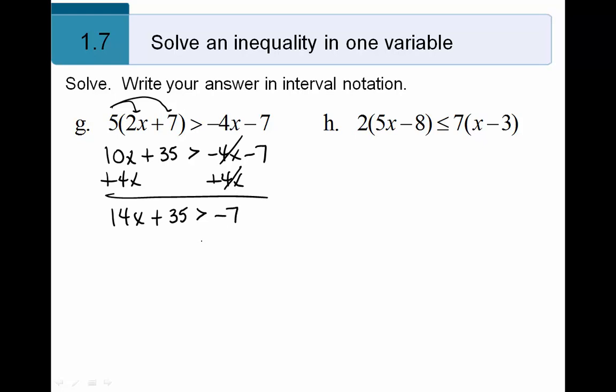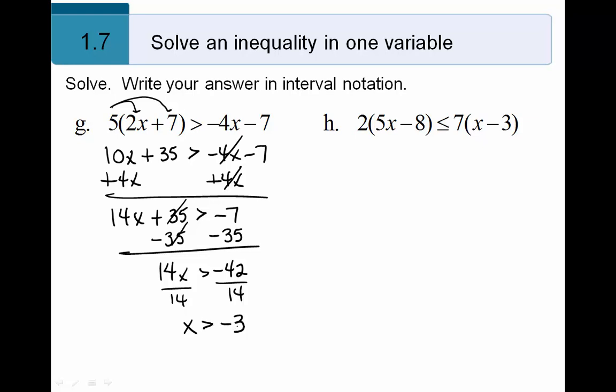Since we move variables to the left, we have to move numbers to the right. To accomplish that, we need to get rid of the positive 35, and so we'll put a negative 35 on both sides. The 35's cancel, leaving 14x is greater than negative 42. Steps 2 and 3 are complete. We have a variable term on one side and a number on the other. The fourth and final step is to divide. Since we're dividing both sides by a positive number, specifically positive 14, the inequality remains the way it is, and we get x is greater than negative 3.